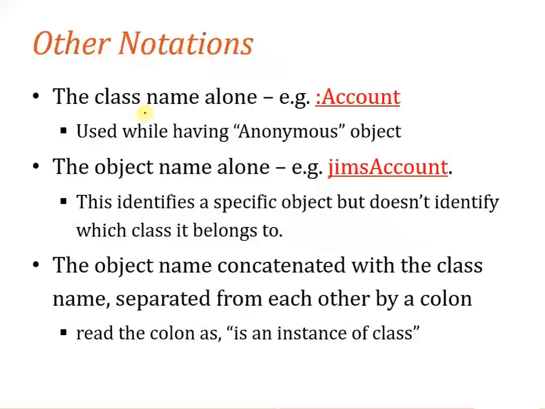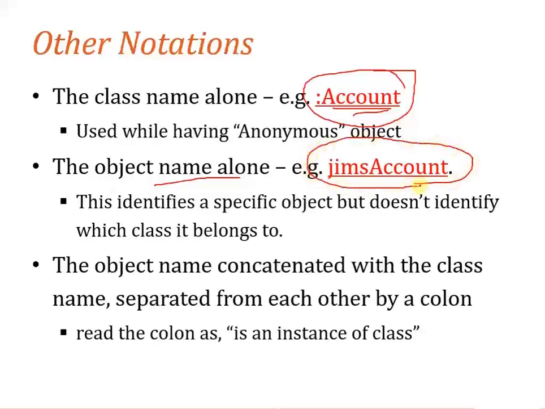Some other notations. We can also have the class name alone. For example, without an object name, we can simply start with a colon followed by the class name. But remember, it should be underlined. Or else we can go for the object name alone without the class name. So Jim's account can also be represented in the first compartment, and a combination of object name concatenated with the class name, separated by a colon symbol, which we have discussed in the previous slide. This colon has to be read as an instance of the class. So Jim's account is an instance of the Account class. That's how we need to read the object names.